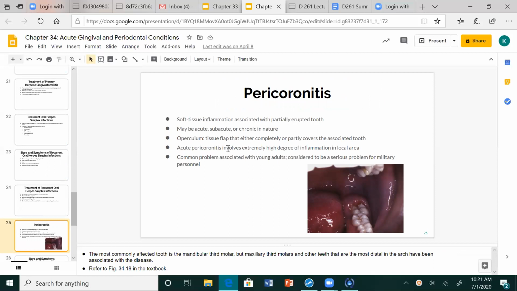Pericoronitis. This is, just like it sounds, inflammation around the crown. So soft tissue inflammation associated with a partially erupted tooth. You see this a lot on third molars or partially erupted first or second molars when they're coming out. An operculum is a tissue flap that either completely or partially covers the associated tooth. If this happens on a third molar and it's an area that commonly gets inflamed, I'll give the patient a monoject syringe so that they can shoot it back there and clean it out. Typically something's stuck, like food or a seed of some kind, and that's what causes the inflammation.